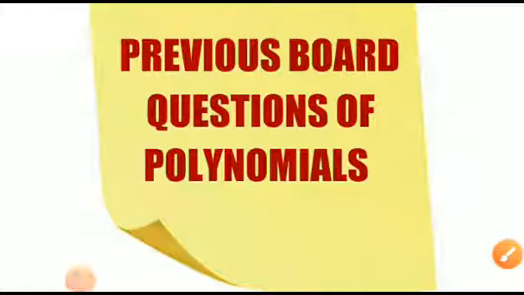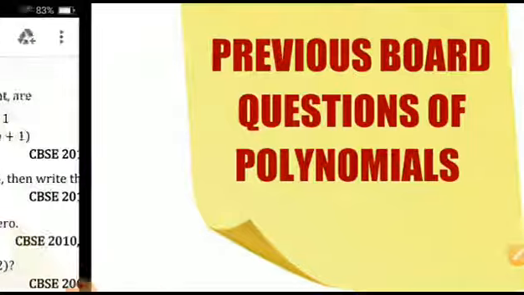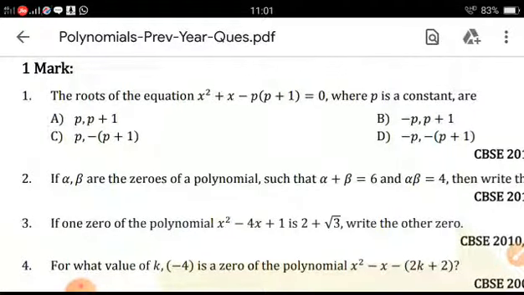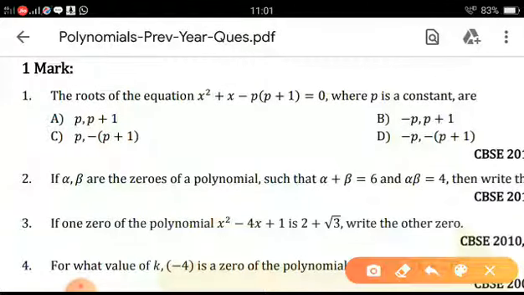Hello children, today we are going to discuss previous board questions of polynomials. So let's start with 1 mark questions. First question: the roots of the equation x square plus x minus p into (p plus 1) equal to 0, where p is a constant, are... You have been given 4 options.